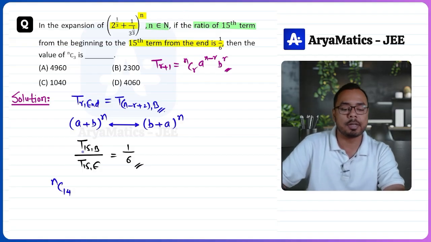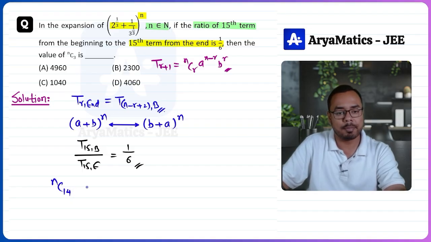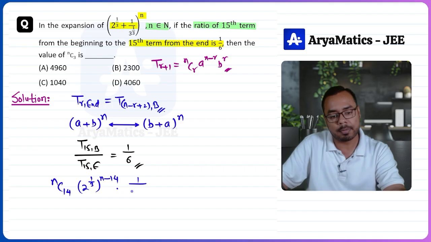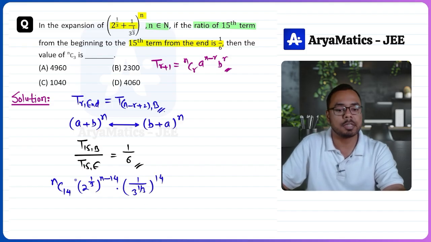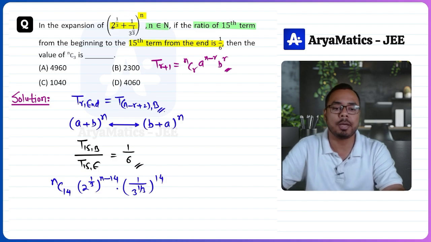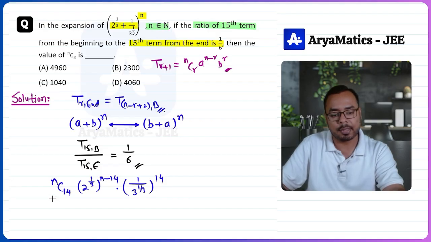So if I need the 15th term from the beginning, it will be nC14, and then the first term, 2^(1/3), raised to n minus 14, and then the second term, (1/3)^(1/3), raised to 14. This is the 15th term from the beginning in the binomial expansion of this one.